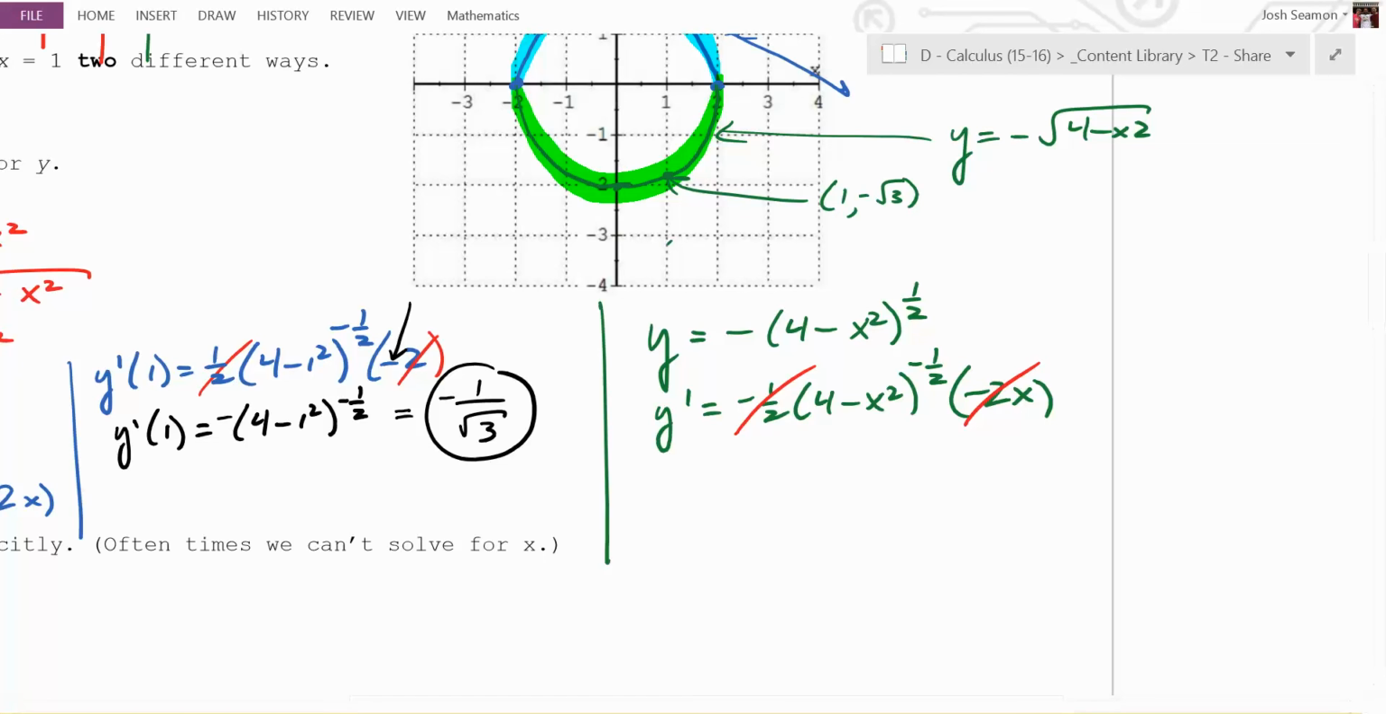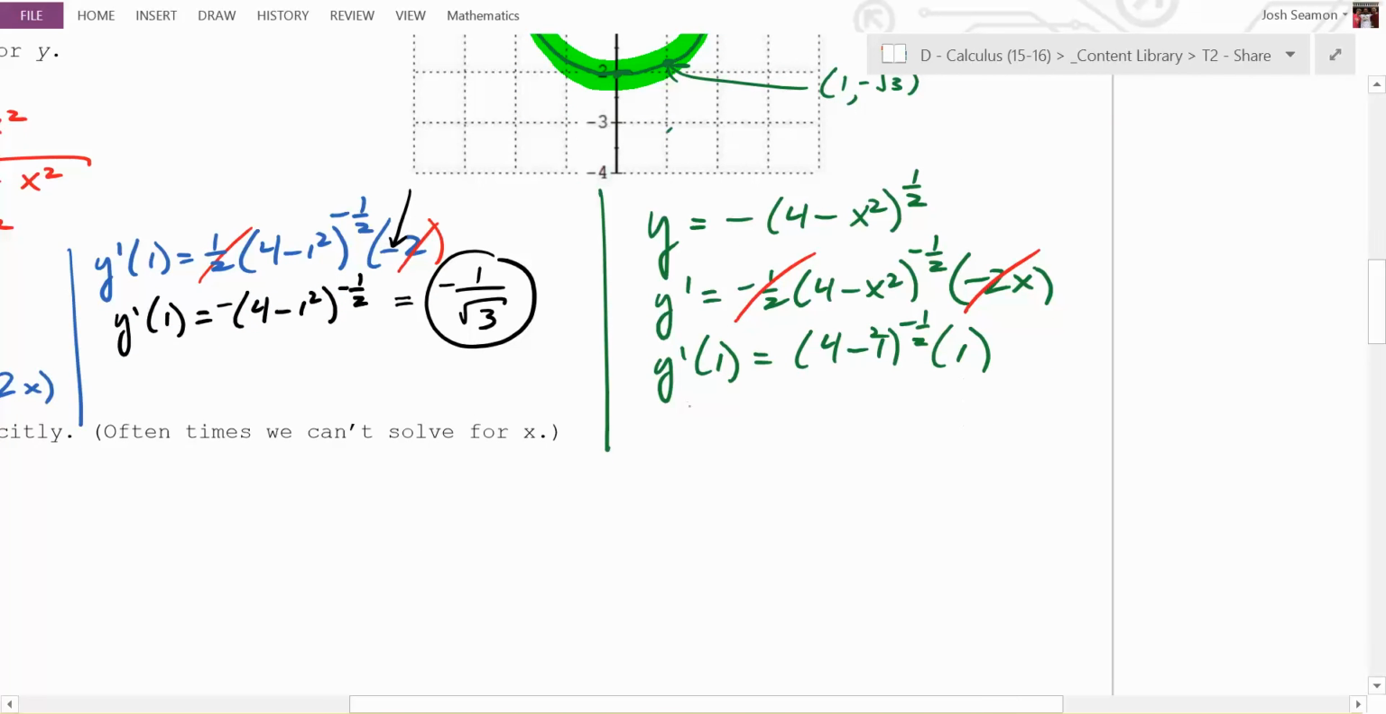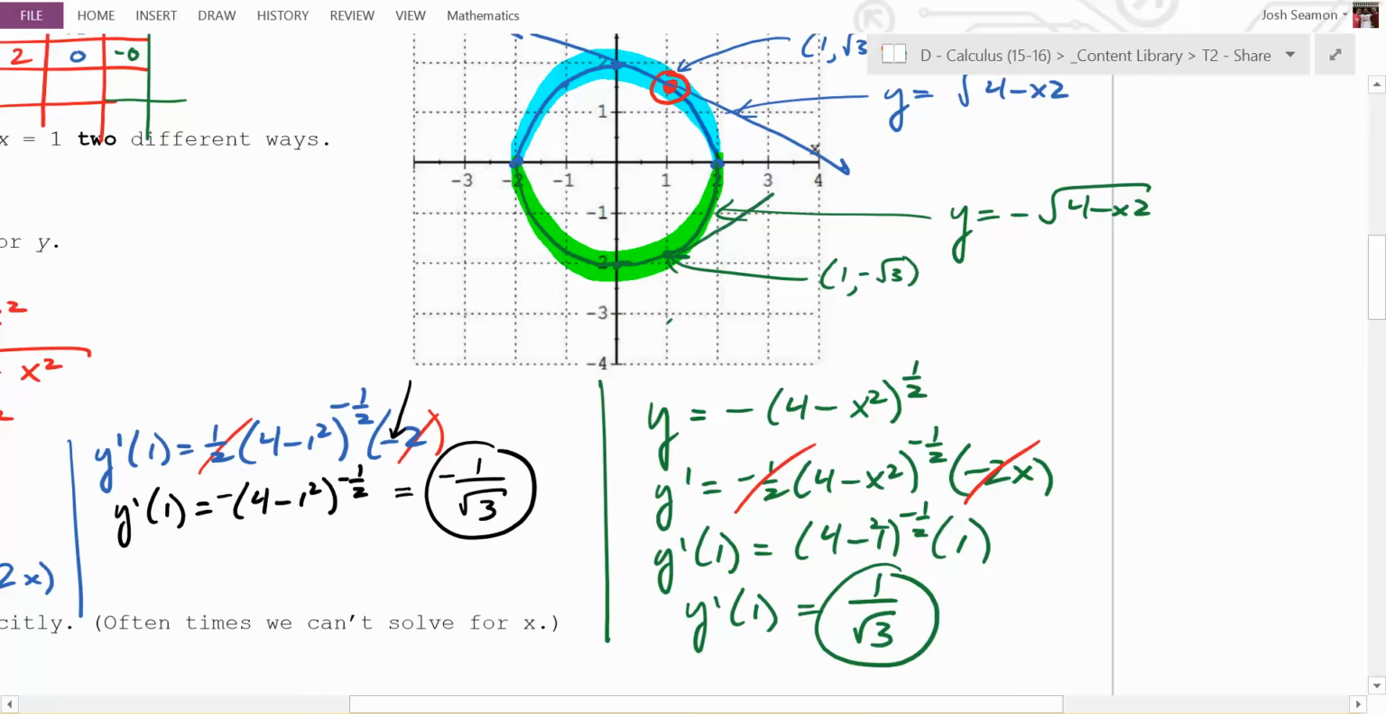So we do y prime at 1. What do we end up with? 4 minus 1 squared to the negative 1/2 times 1. What's 4 minus 1 squared? 3. So what do you end up with? 1 over root 3. Is that about what we thought it would be? Yeah, it's the same thing but going positive. Is it always going to be a mirror? No, it's not always. But in this case it is because of the shape of this.